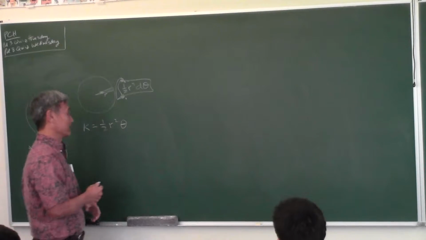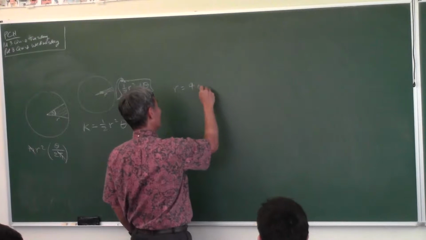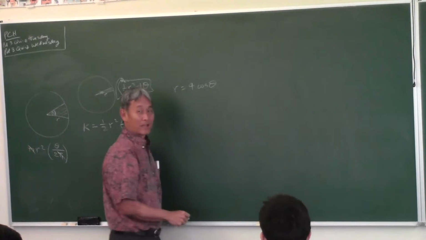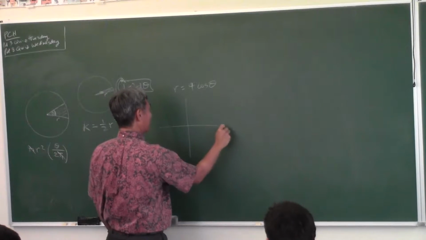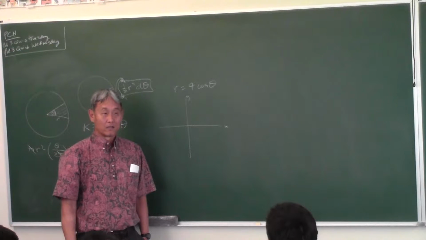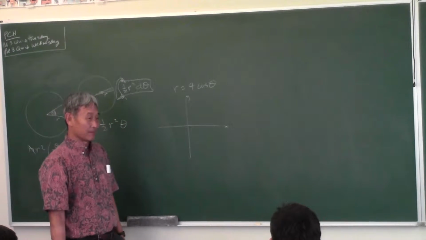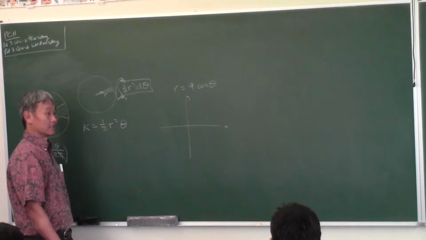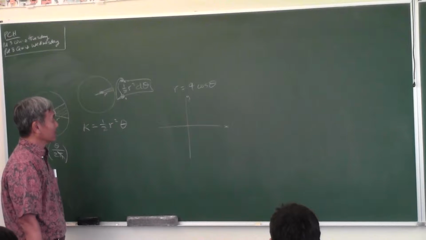Let's start off easy. What if you have r equals 4 cosine theta? Compute the area of this graph. Now, before we even start, you guys should actually know the answer, right? What is this graph? Park? Circle. It's a circle. And what's the fastest way to graph a circle? Draw it.